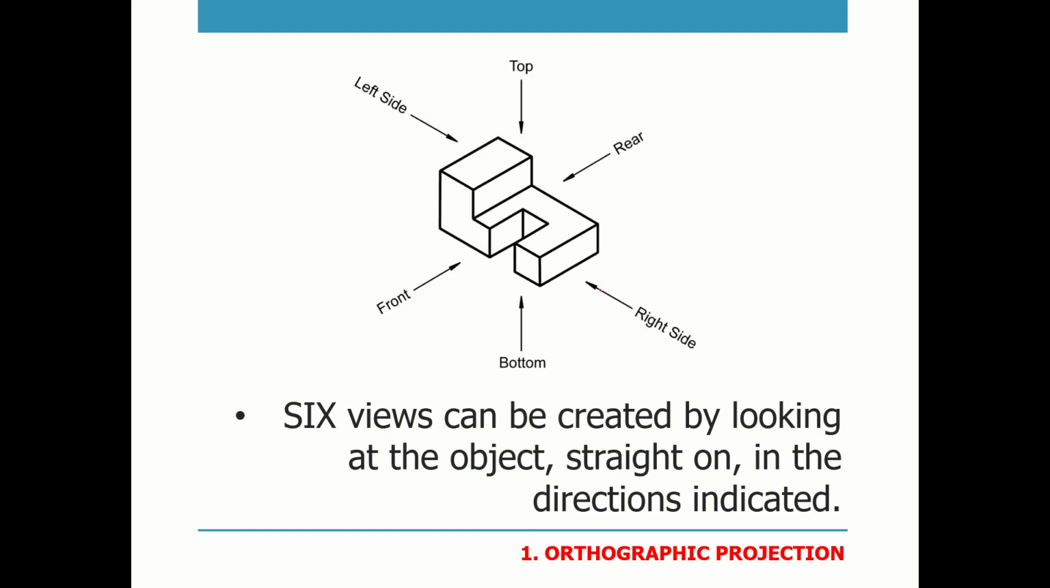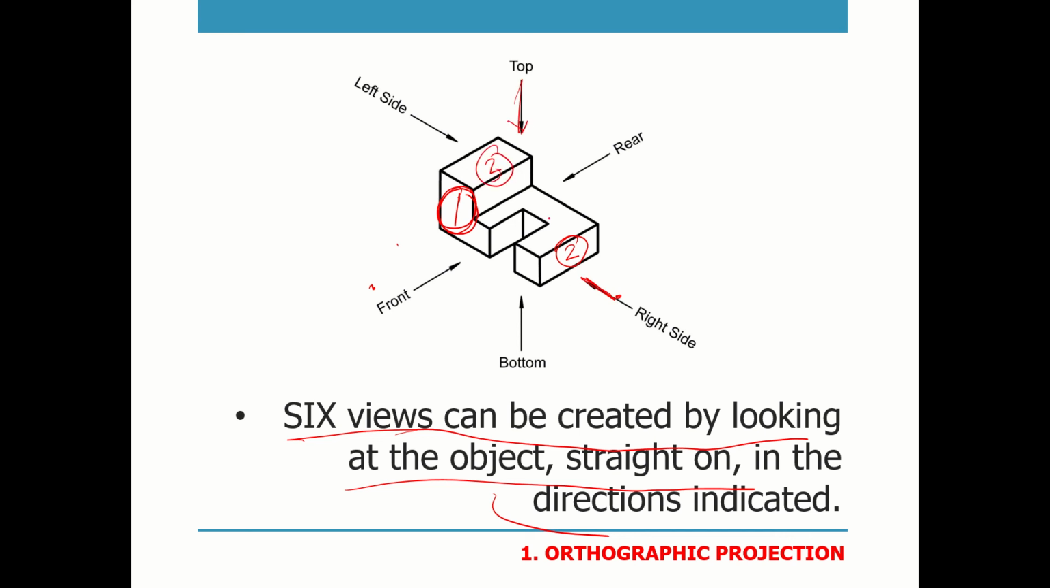Moving further, like I said, 6 views can be created by looking at the object straight on in the direction indicated. What are the 6 directions? One we have seen here. This is the first view. If I stand here, this is what I get to see. This is a 2D drawing we can draw for this. The second one, we can stand here and look at what we see from this direction. This is 2.